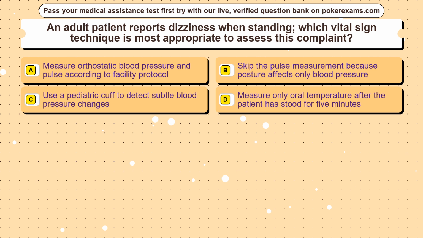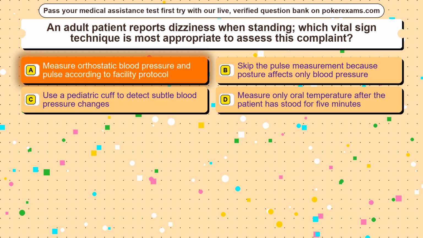Question 32. An adult patient reports dizziness when standing. Which vital sign technique is most appropriate to assess this complaint? Option A, measure orthostatic blood pressure and pulse according to facility protocol. Option B, skip the pulse measurement because posture affects only blood pressure. Option C, use a pediatric cuff to detect subtle blood pressure changes. Option D, measure only oral temperature after the patient has stood for 5 minutes.